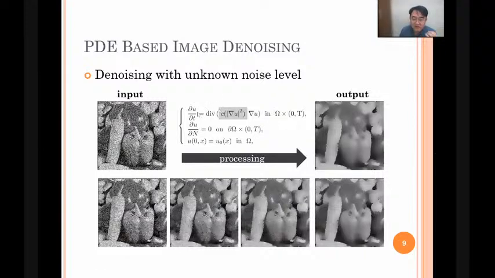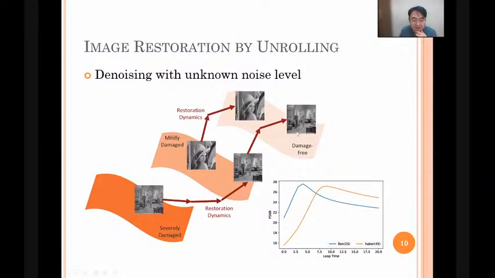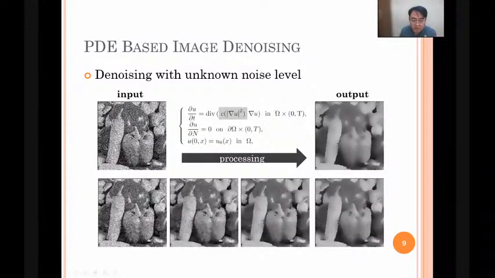Basically it's a terminal time that you need to tune, so that you're going to have optimal image quality. This T is actually not very easy to determine analytically. I think maybe it's impossible to determine analytically for general data. And obviously, it depends on the noise level. It also depends on the image itself.